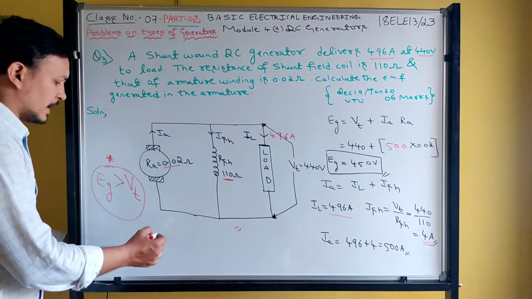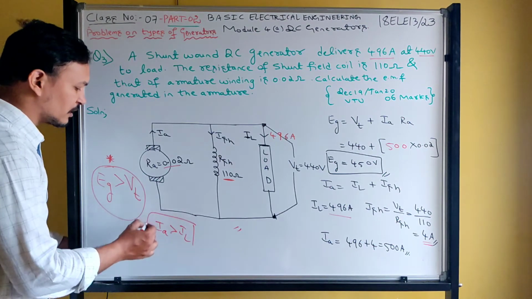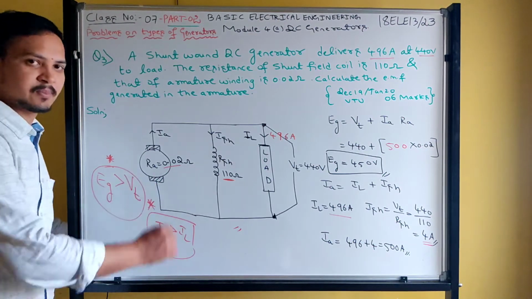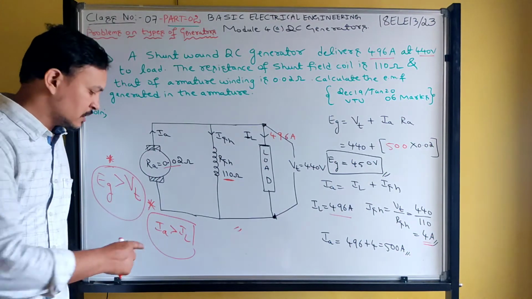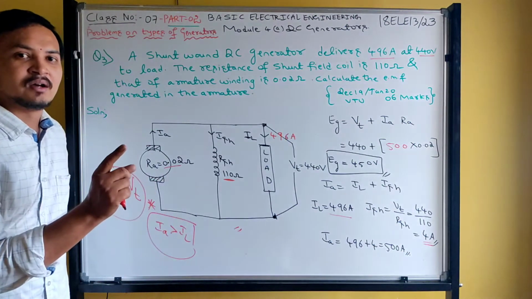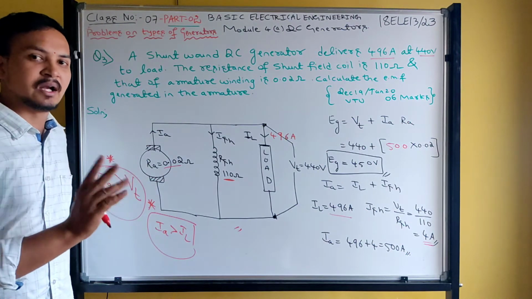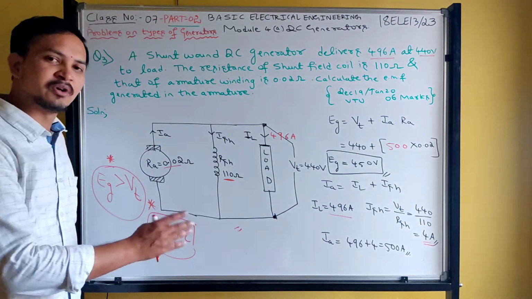And the other thing is your armature current should be more than load current. This is also a concept while solving problems on all types of generators. Ia should be more than IL. But this is valid only for other generators, not for the series generator, because in a series generator Ia and IL are both the same.